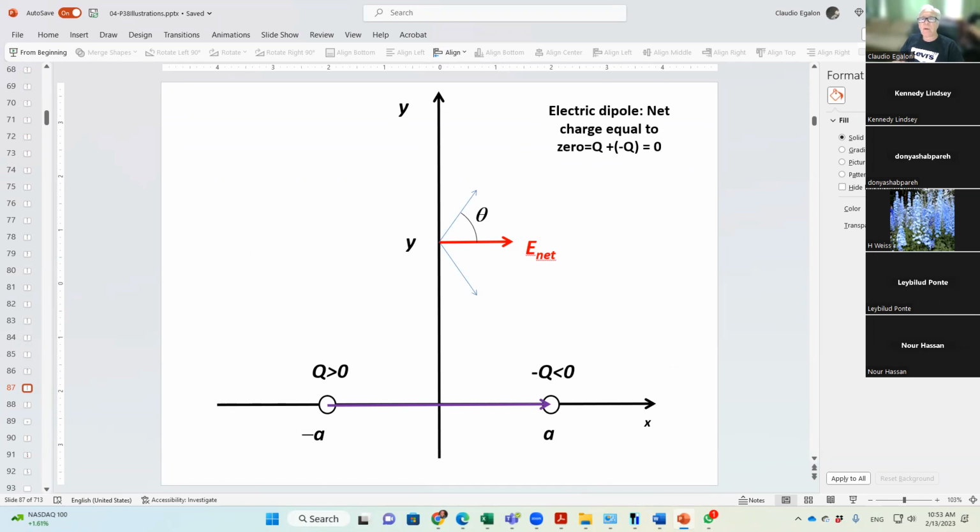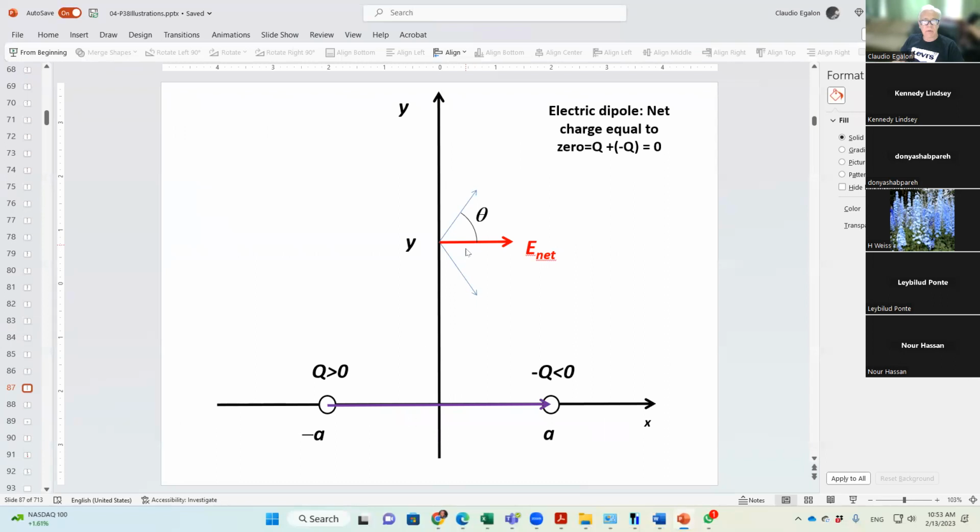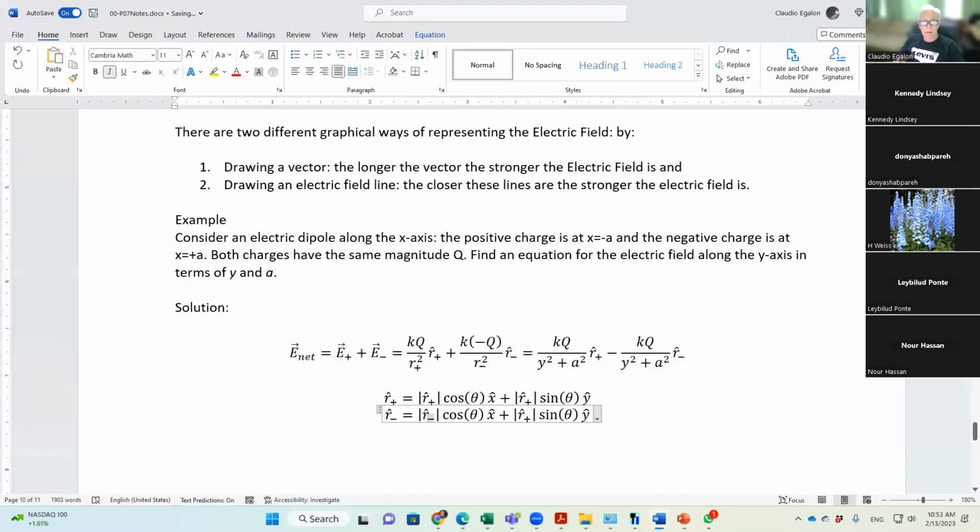That's not the same we can say about the negative, r hat minus. R hat minus is different. Here you go. R hat minus cosine of theta, yes, because this angle is the same. But along the y direction, it's going to be negative, because it's pointing downwards. Okay, that's how we solve this problem.